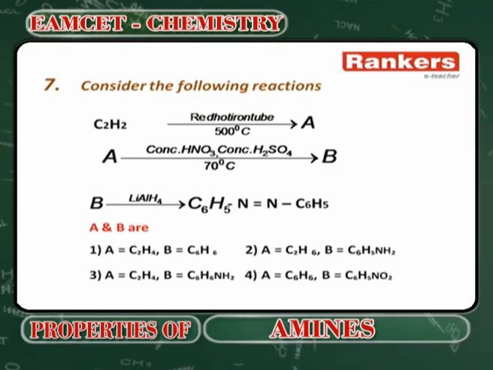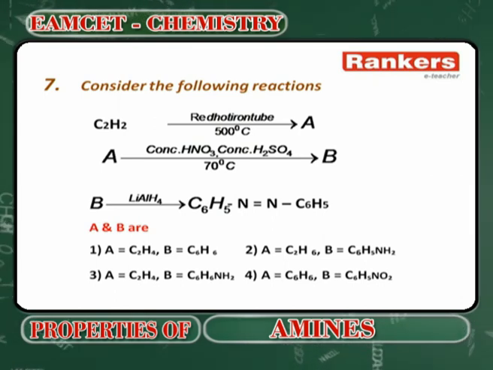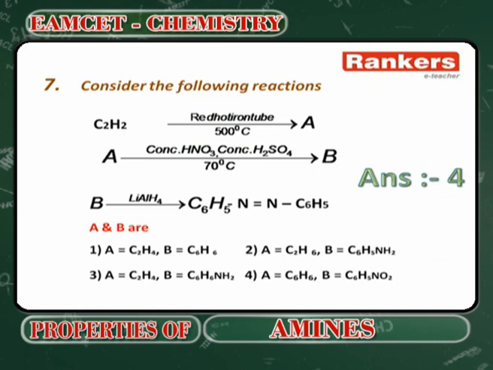Next. Consider the following reaction. A is C2H2, acetylene. Acetylene on red hot iron tubes will give benzene. A must be benzene. Benzene on nitration at 70 gives nitrobenzene. Nitrobenzene with lithium aluminum hydride gives azobenzene. So A and B are benzene and nitrobenzene. So answer 4 will be the right answer.